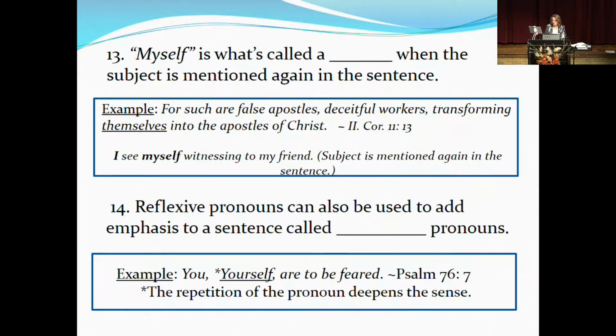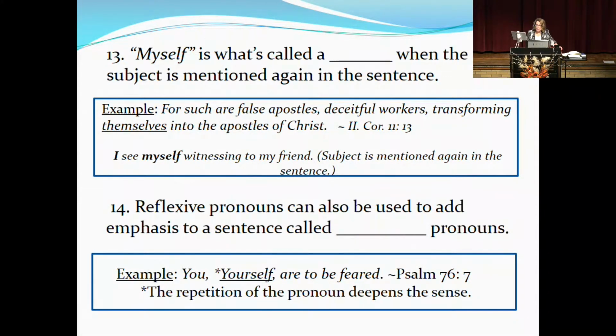I see myself witnessing to my friend. The subject is mentioned again in this sentence. Now, I also warned you last week that a reflexive pronoun can only be used as the object of a sentence. It can never be the subject. So you would never say, myself drove to church, would you? Or would you say this, John and myself drove to church? No, you would not say that as well.